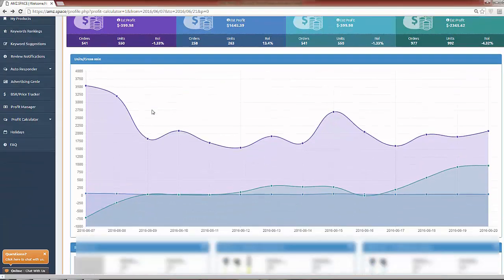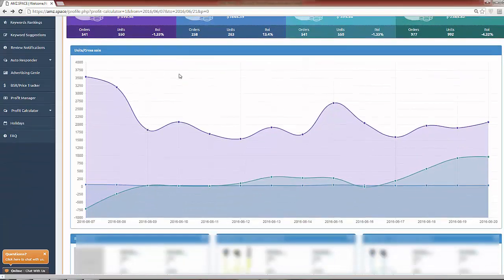Below this, we have a graph. This graph is represented by 3 lines. The first line we're going to look at is this green line. That is our net profit. Above that, here we have the blue line, which is our total units. And above that, we have the purple line, which is our gross sales.